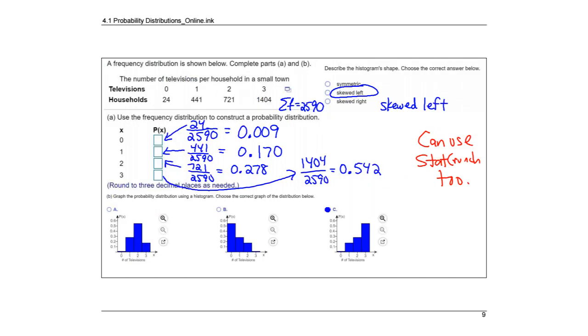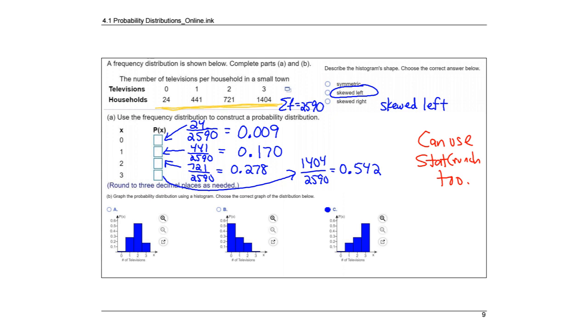All right, let's take a look at a probability distribution here. So we've got the number of televisions. We have 0 TVs, 1 TV, 2 TVs, 3 TVs. This is talking to different households in a small town and seeing how many TVs they have. So the first thing they want me to do is come up with the probability distribution. So I do need to go ahead and add up how many households I have, because they didn't tell me in the problem. So if I add up this second row here, I get 2,590.